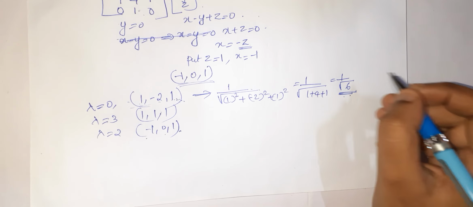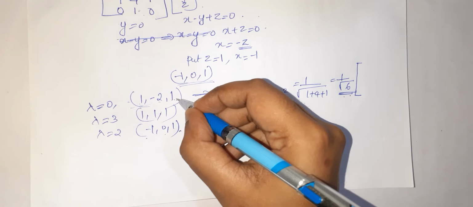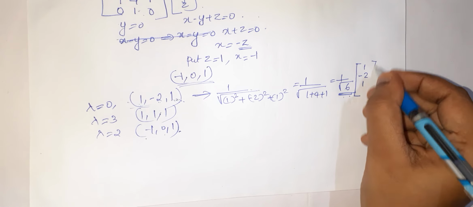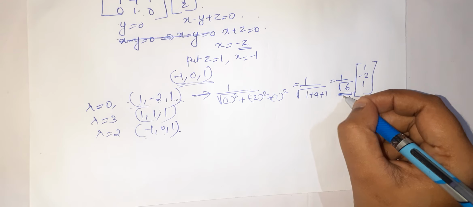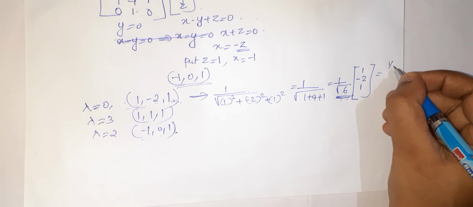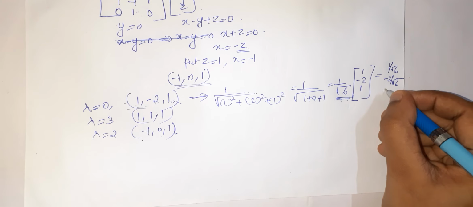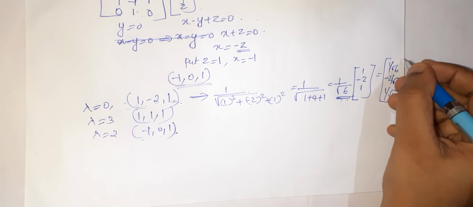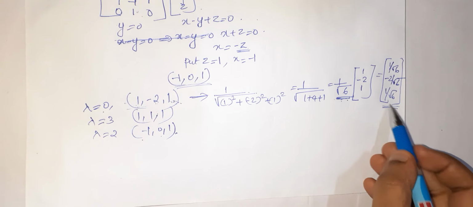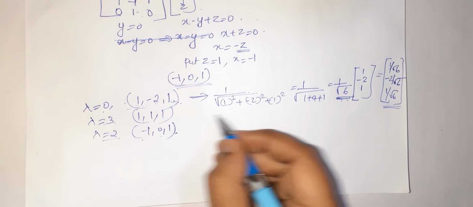Therefore 1 by root 6 into, write these eigenvectors as a column matrix. Then multiply it with the corresponding unit eigenvector. Then we will get 1 by root 6, minus 2 by root 6 and 1 by root 6. This will be our unit eigenvector matrix corresponding to lambda equal to 0. Similarly, find it for lambda equal to 3 and lambda equal to 2.